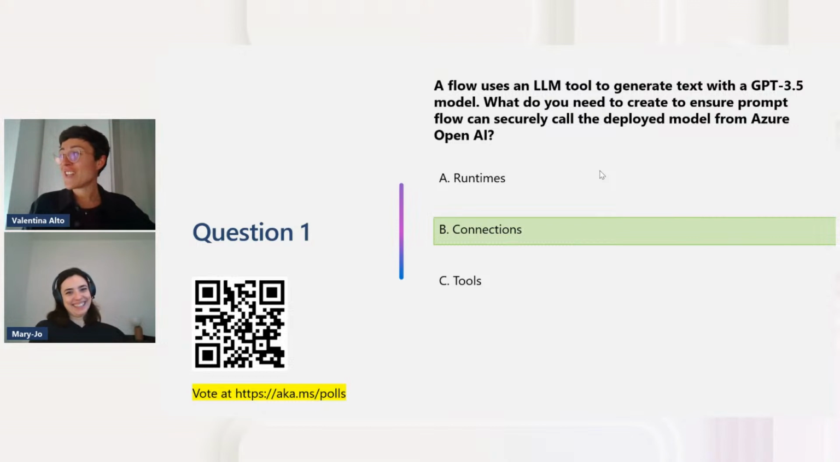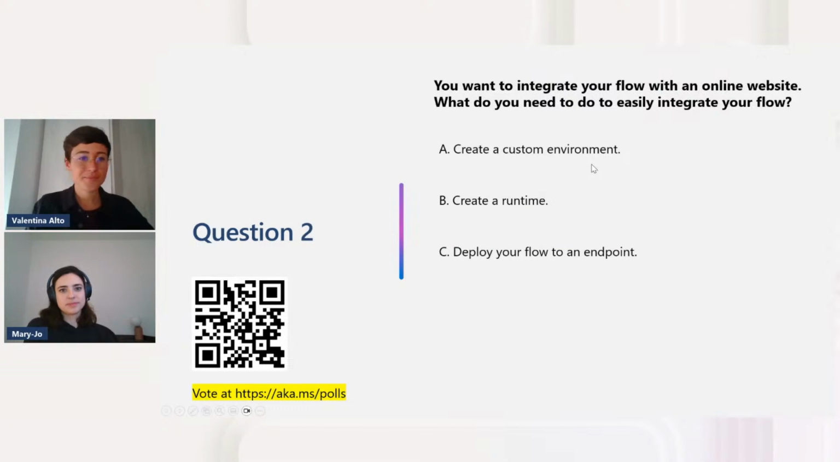To generate text, what do you need to create to ensure prompt flow can reach the deployed model? Of course, you need a connection, because in order to leverage a model that is a third-party system, you need to connect your flow to that third party. In the case of Azure OpenAI, it's nice because the integration is built in, so you don't have to customize your connection. Great job. Next one.